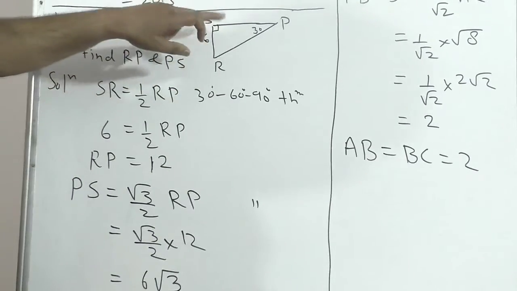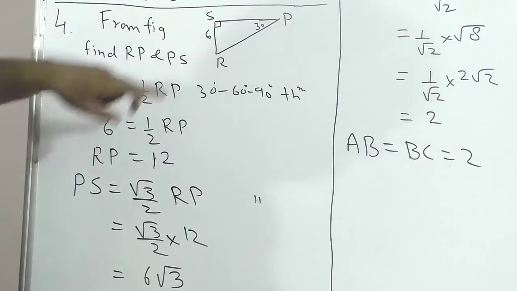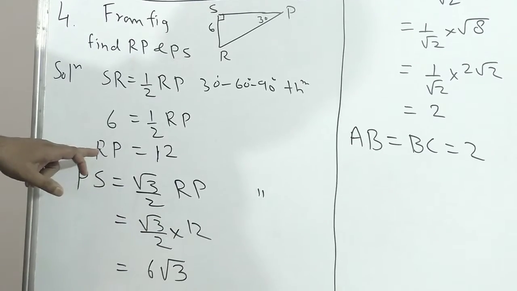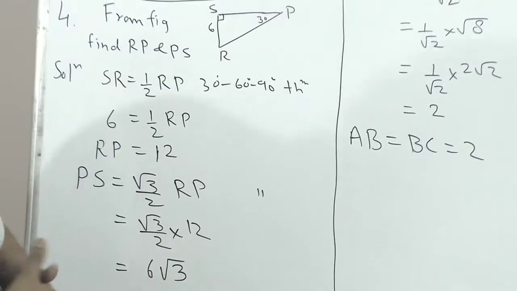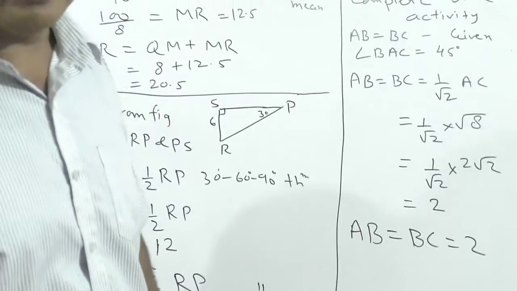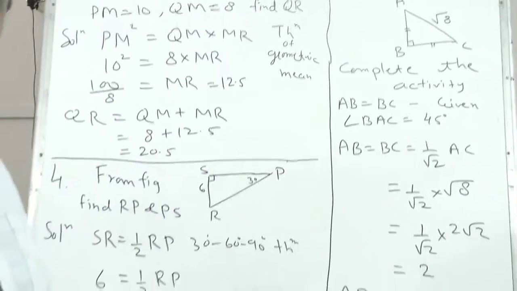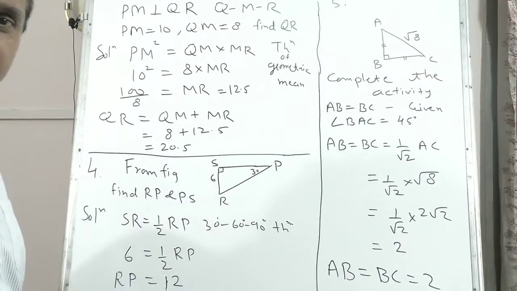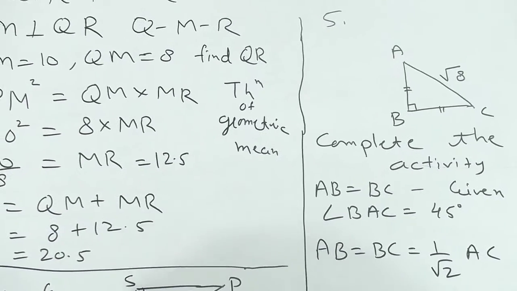Okay, now PS equals root 3, PS is opposite to 60. Right? This is 60. Angle R is 60. So PS equals root 3 upon 2 RP. So root 3 upon 2 into 12. 2 ones are 2, 2 sixes are 6 root 3. You can write units if nothing is given. Not compulsory, but better to write. Now, understood? Any doubt? You watch again and again. This way you can study more.